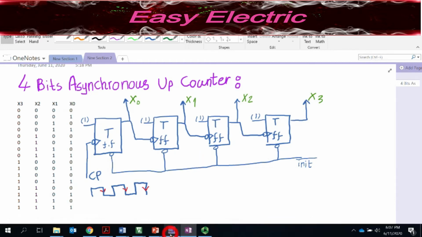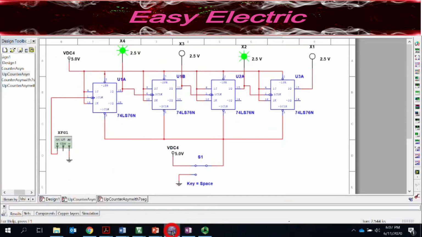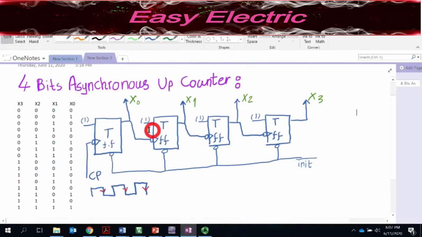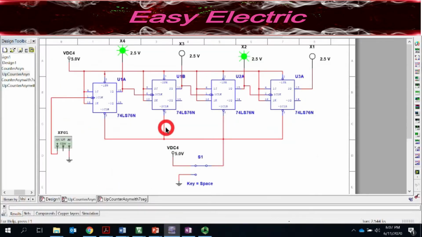So let's simulate this. If you simulate this in Multisim, this is the simulation of that in Multisim. I use the JK, because the T flip-flop is actually a JK flip-flop, where you connect J to K and label that T, right? So all of them are somehow T flip-flops, but I use the JK, just connect J to K and call that T. So this is exactly what you have here. It is exactly the same circuit.